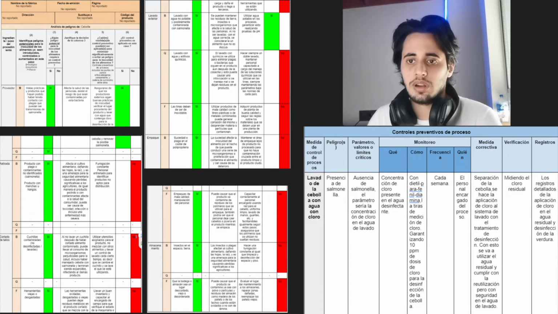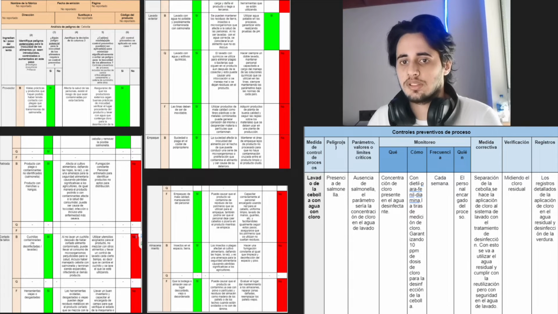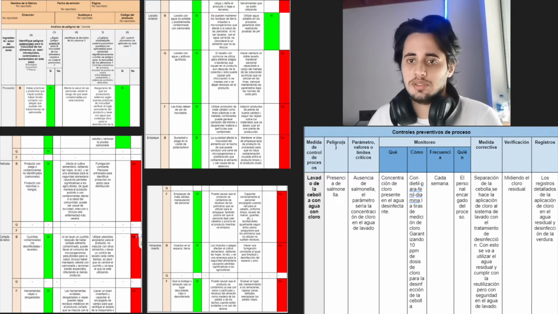In case something goes wrong, we listed the corrective measures as follows. First, we separate the onions from the hazardous lot. Then we make the disinfection wash so the product won't go to waste. And at last, we write all the details in the binnacle with all the information about the procedure we used to disinfect it. First of all, the product must be immobilized.